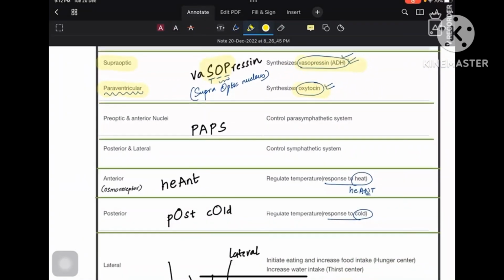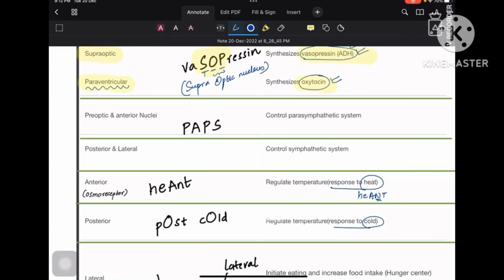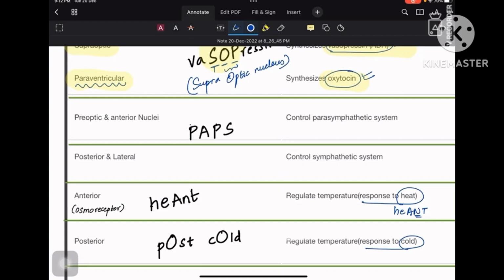Now comes the next confusing part, which is which nuclei control the parasympathetic and which control the sympathetic system. So for that, the mnemonic is PAPS. So here it goes like PA, that is parasympathetic system, is from the anterior nuclei control or the preoptic nuclei, whereas the S here is sympathetic, which is controlled by posterior and lateral group. I hope the confusion is sorted now.